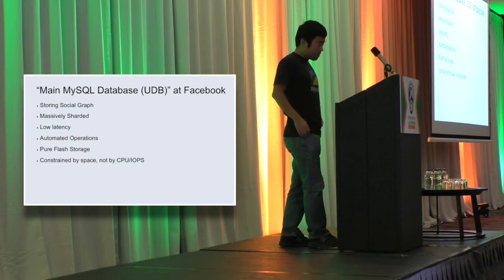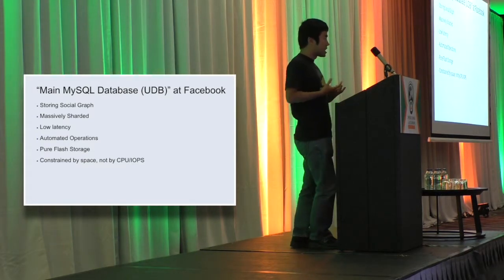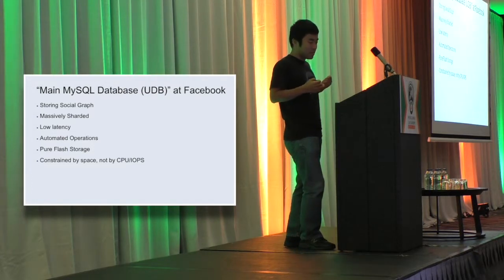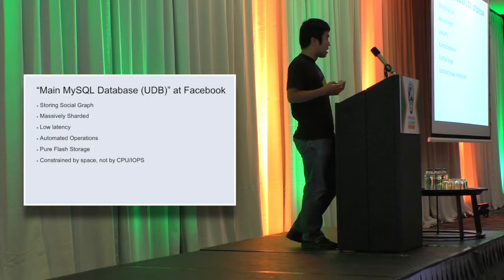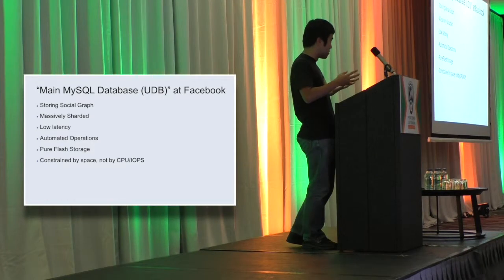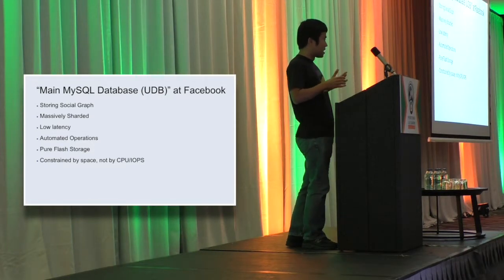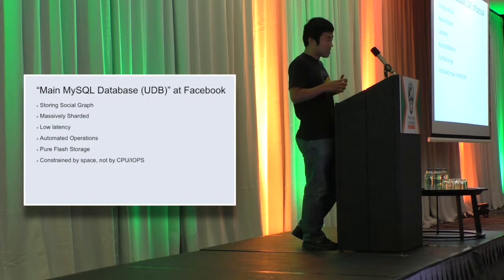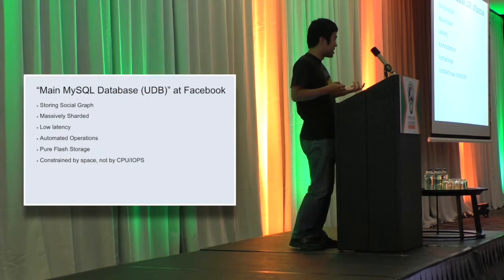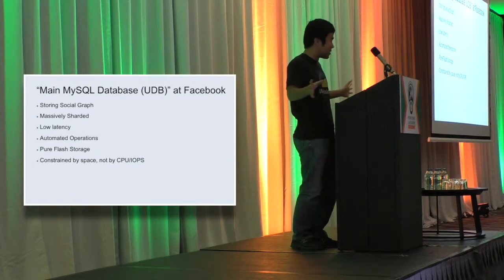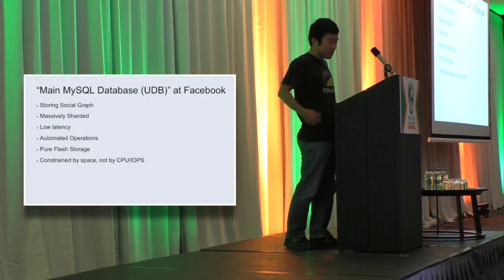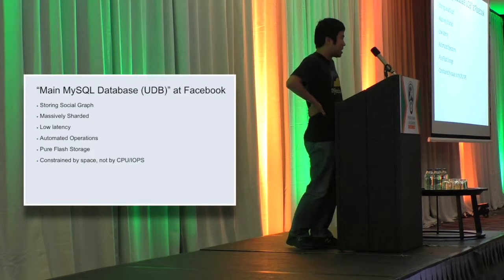First, let me talk about our main MySQL database called UDB, which is a user database that stores all Facebook activities, for example, if you like, comment, or share on Facebook. All of these activities are stored in the MySQL database, which is a very critical database. Apparently, a single MySQL database is not enough to handle more than 1 million users' workloads, so we massively sharded the MySQL database.